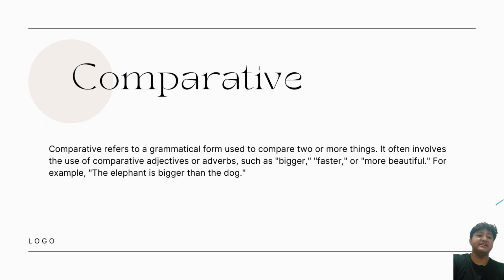Okay, the first is comparative. Comparative refers to a grammatical form used to compare two or more things. It often involves the use of comparative adjectives or adverbs such as bigger, faster, or more beautiful. For example, the elephant is bigger than the dog. That is the example and the meaning of comparative.